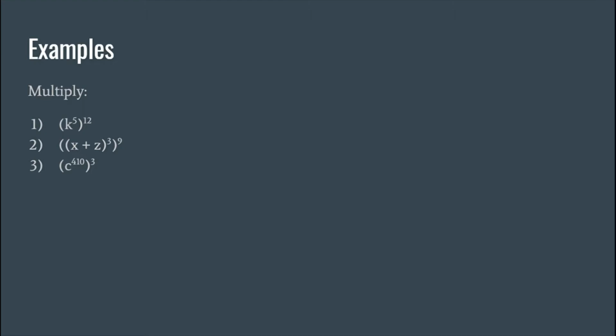Okay, and number 3, c to the 410th raised to the 3rd power. I'll give you a minute on that one. So if you said c to the 1230th power, you'd be right. So you see how easy the power rule makes these problems. You don't have to write out all these and then count them. You just use your multiplication facts.